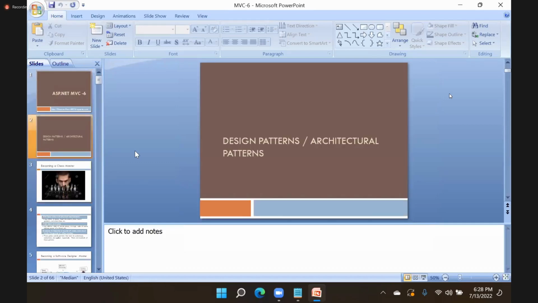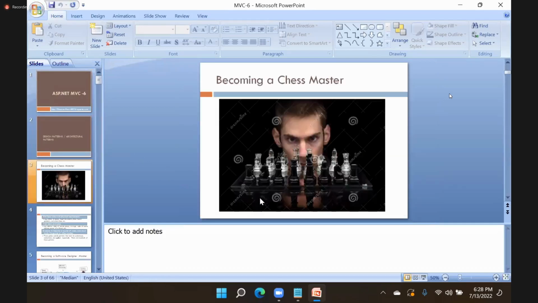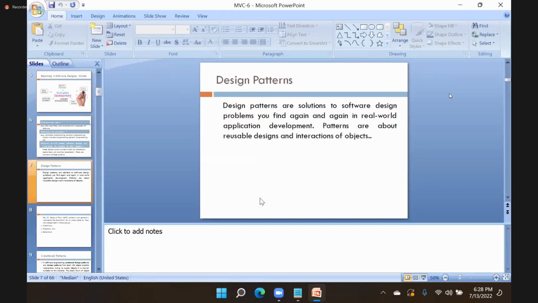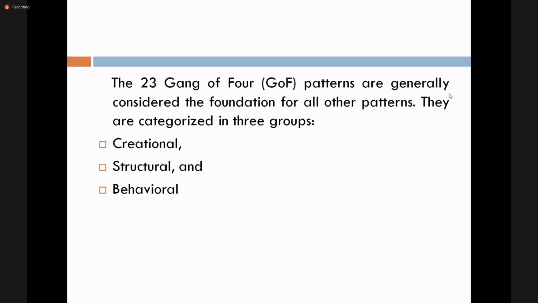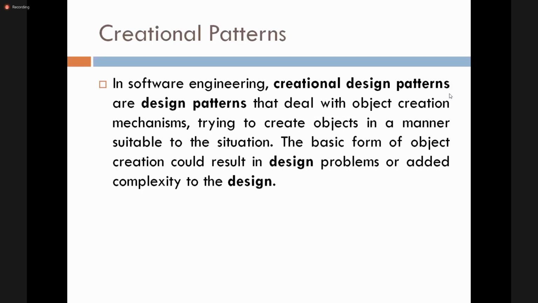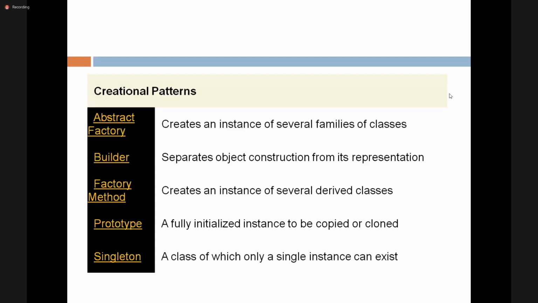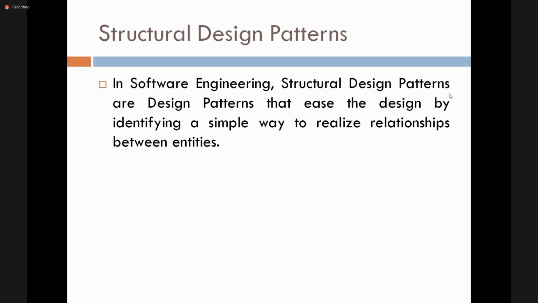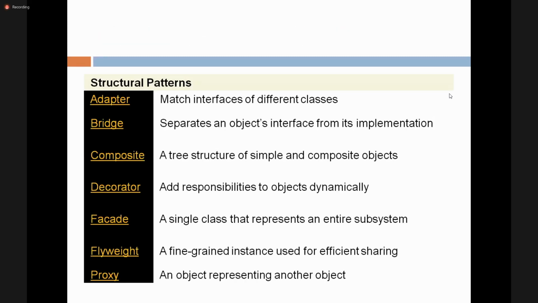Let me list the design patterns, which are 23. These are the creational patterns: abstract factory, builder, factory method, prototype, singleton. We have the structural patterns: adapter, bridge, composite, decorator, facade, flyweight, proxy.